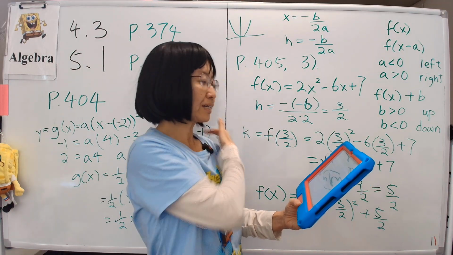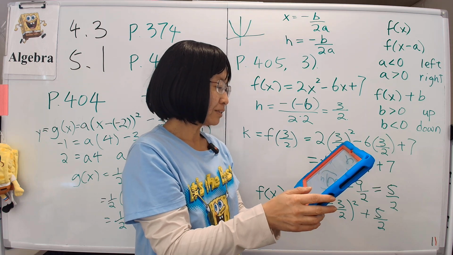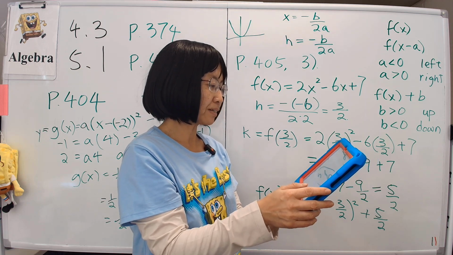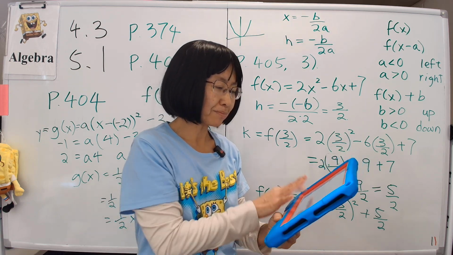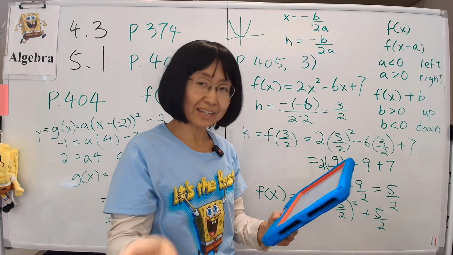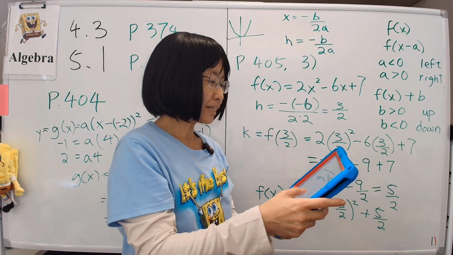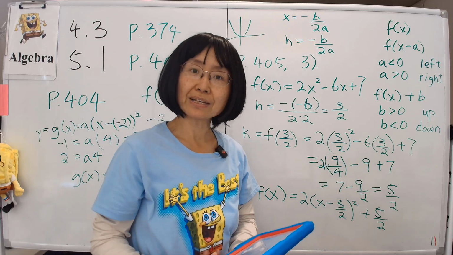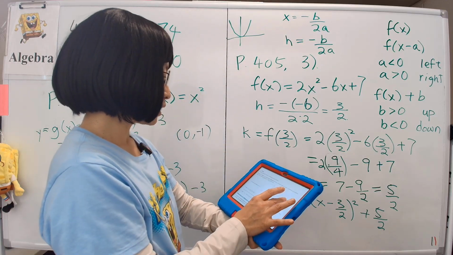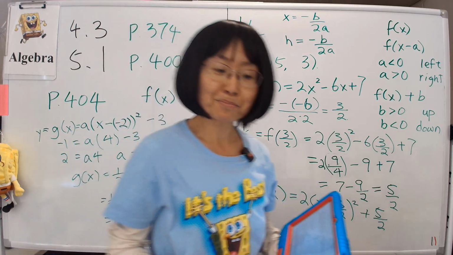So next, let's look at example 4. Find the domain and range of this particular function. The domain, as I mentioned, is anything, right? All real numbers. The range, to find the range, then we have to find the vertex. And what is the vertex? Let me erase the board first.